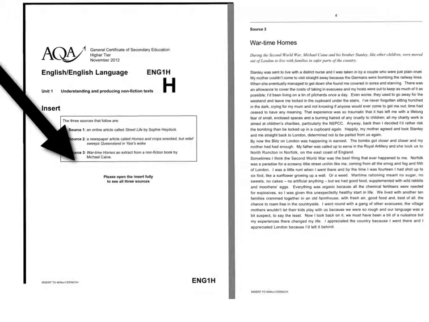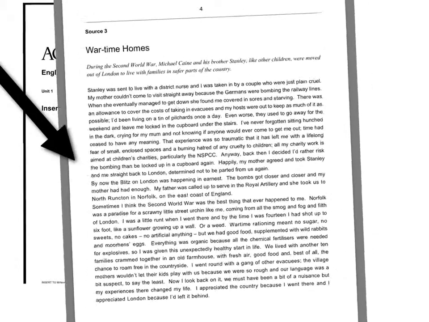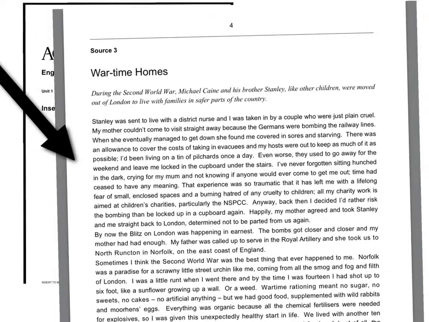The next thing you need to do is have a look at the bit that's usually in italics underneath the title, which is what a lot of students sometimes forget to do. So have a look at this bit in particular. So I'm just going to quickly read it. During the Second World War, Michael Caine and his brother Stanley, like other children, were moved out of London to live with families in safer parts of the country. This part in italics just puts what you're about to read into context and helps you to understand what you're about to read.